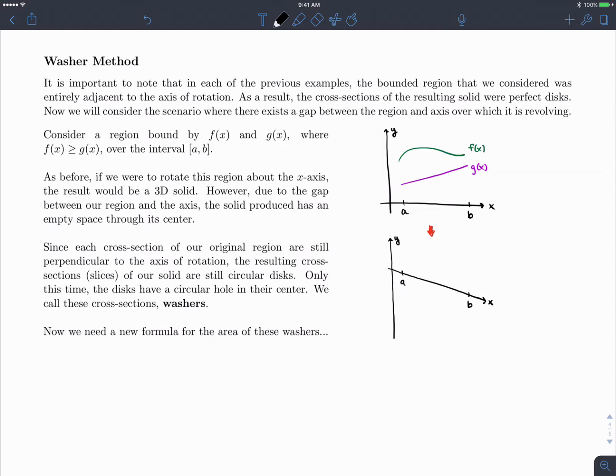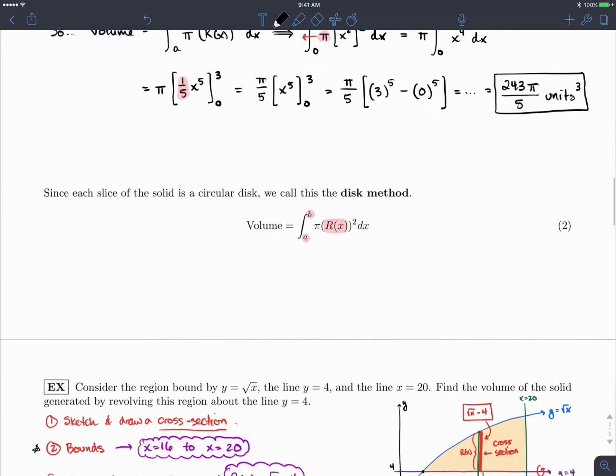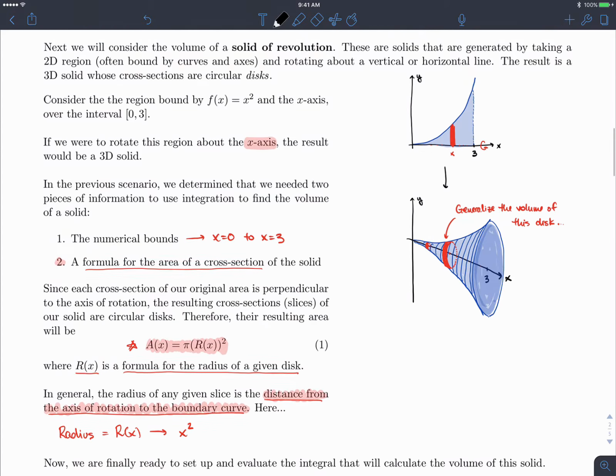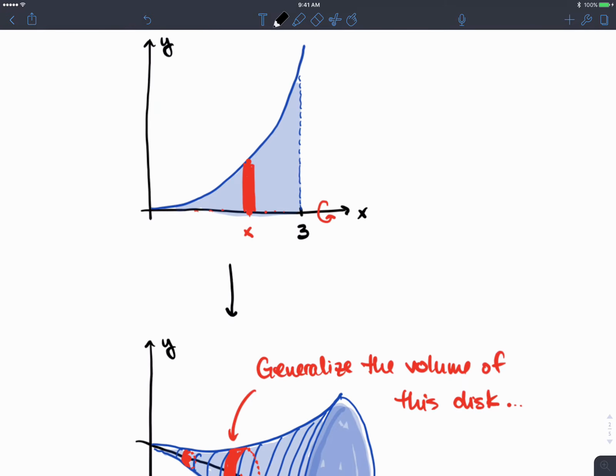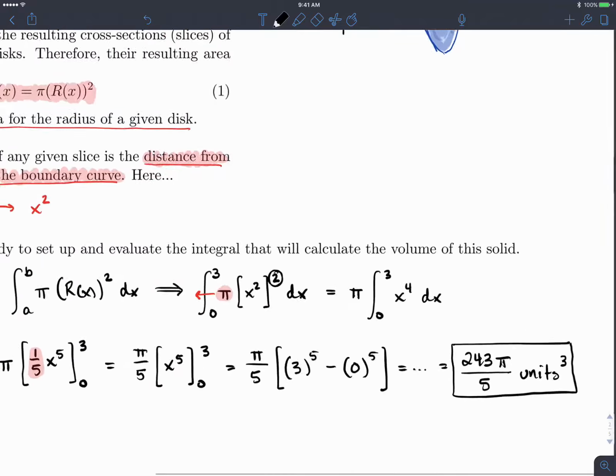Okay, so when we were doing the examples so far in section 6.1, one thing that you may have noticed is that in each case, the bounded region was perfectly adjacent, entirely adjacent to the axis of rotation. Just really quickly, if we were to look at the sketches of all the ones we've done before. So here, that region was adjacent to the axis of rotation, x, no gaps.